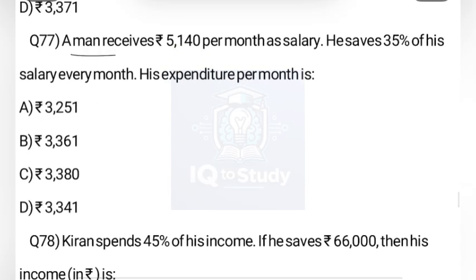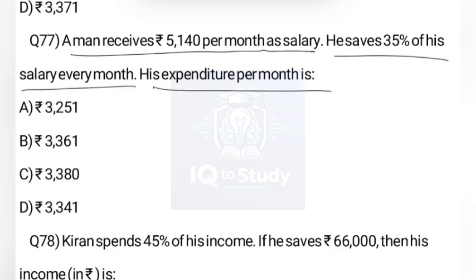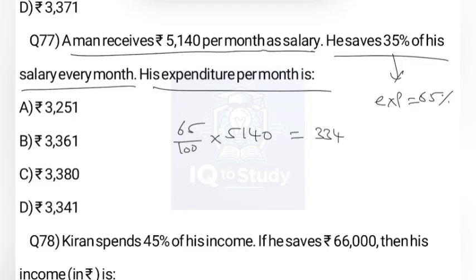A man receives 5,140 rupees per month as salary. He saves 35% of his salary every month. His expenditure per month is? So, if savings is 35%, then expenditure is 65%. So, 65% of 5,140 is equal to 3,341.